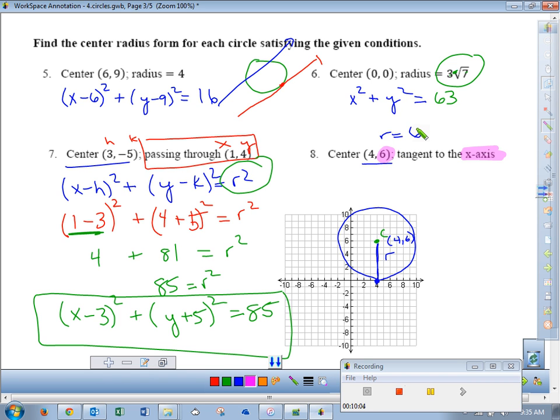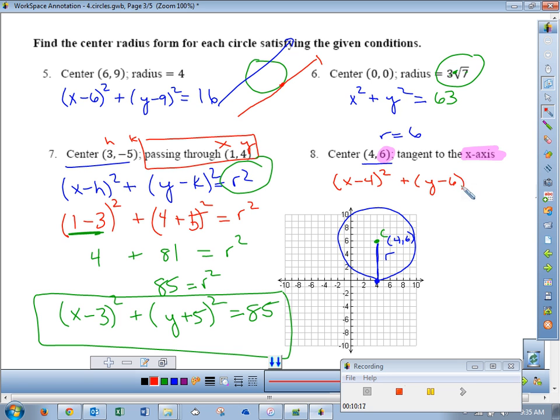So I know the radius is 6. I know this is the center. I can write the equation real simple. X minus 4 1 squared plus y minus 6 1 squared. Again, that's just the center, right? And my radius is 6, so what do I equal right here? 36. One more time, tangent to the x-axis means look at your y value, right?